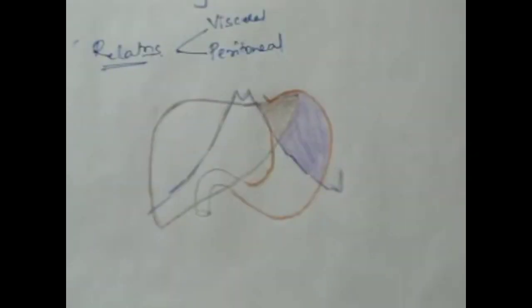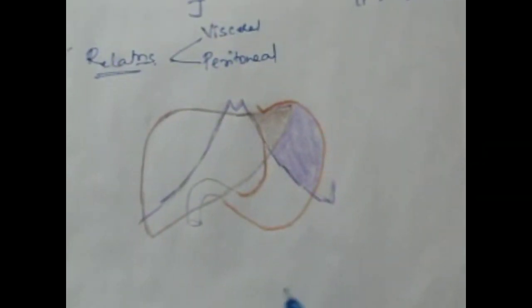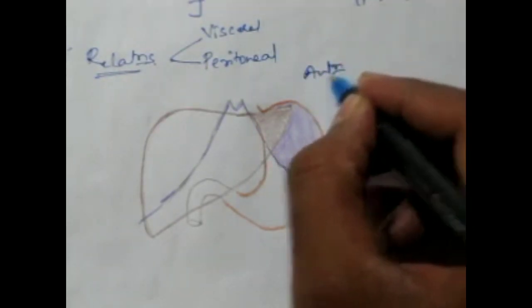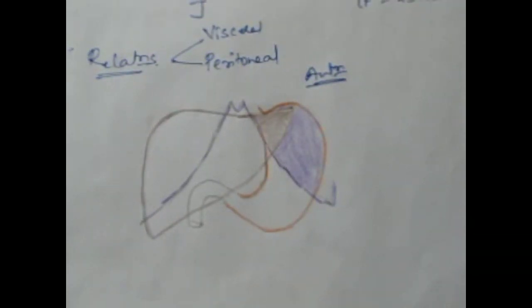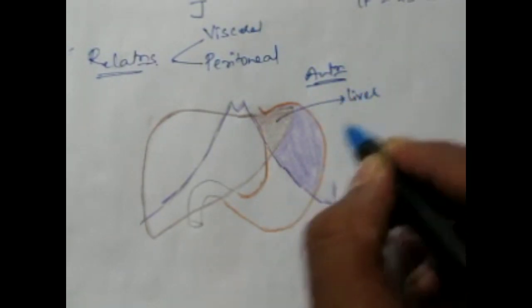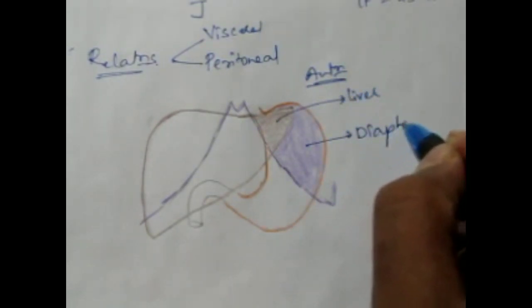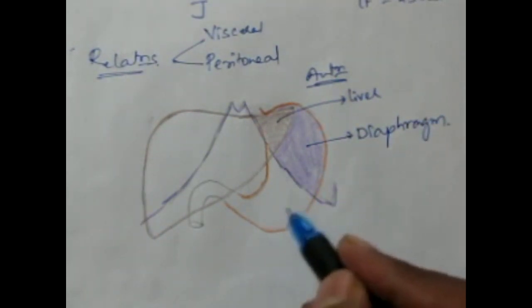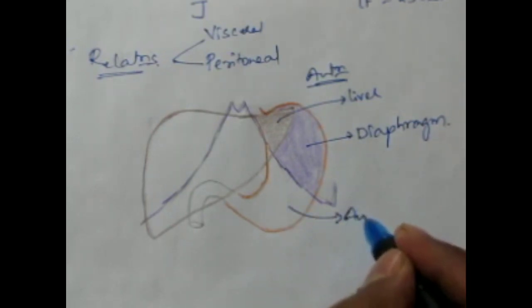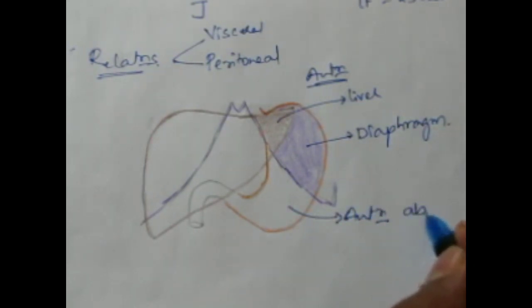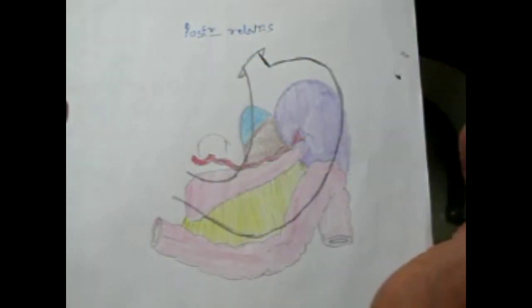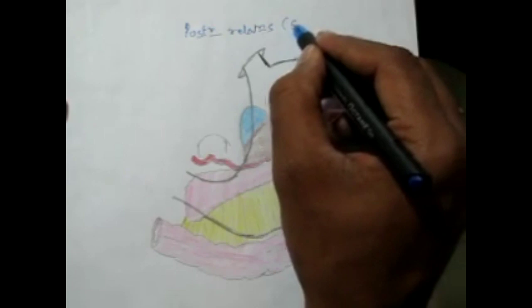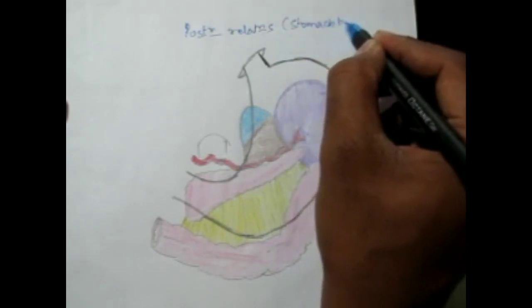Visceral relations on the anterior surface: liver, diaphragm, and the anterior abdominal wall. Posterior relations are also called the stomach bed.